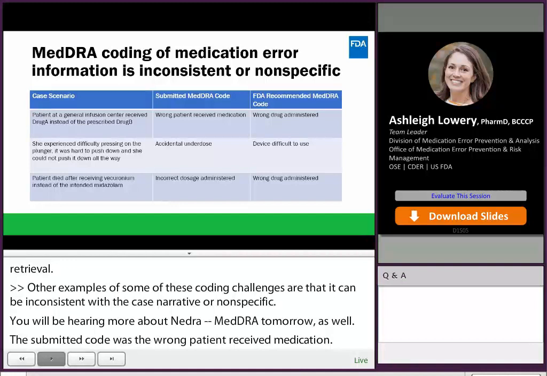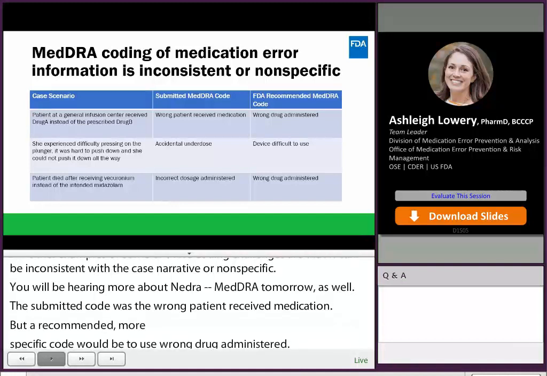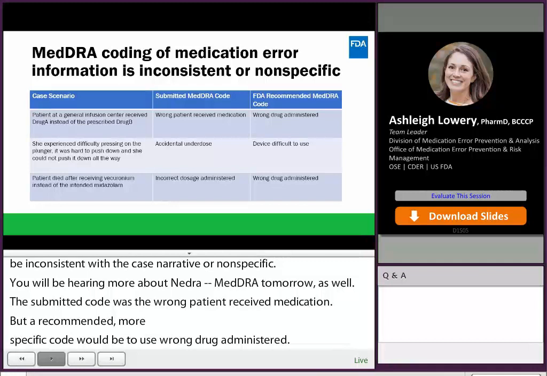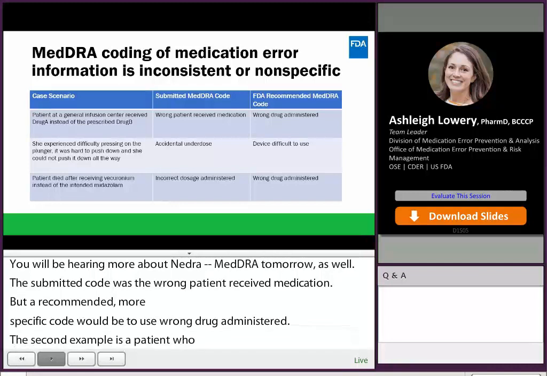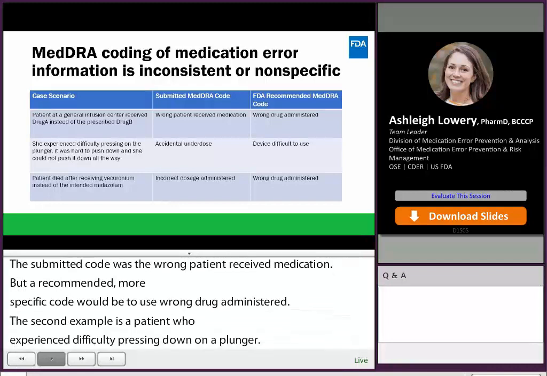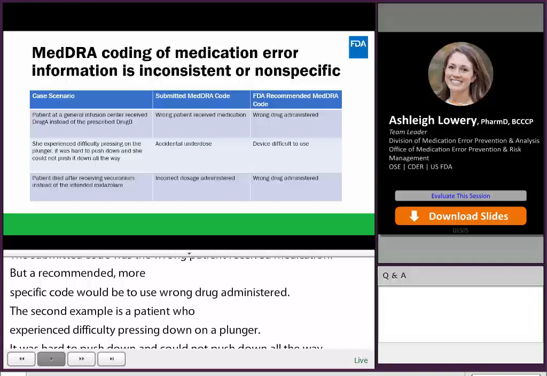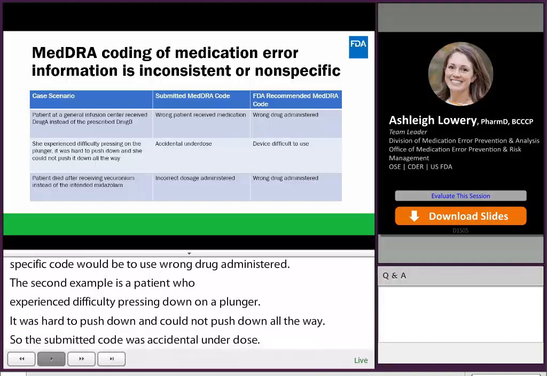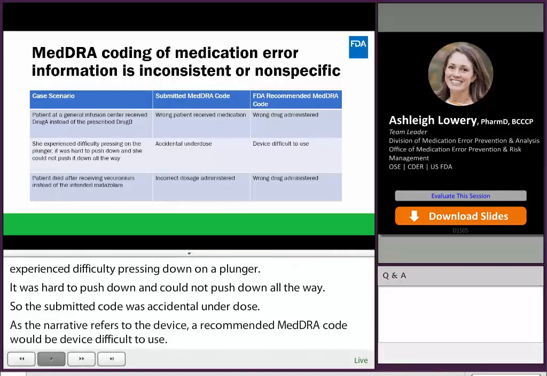It was hard to push down and could not push down all the way. So the submitted code was accidental underdose, but as the narrative refers to the device, a recommended MedDRA code would be device difficult to use. And the third example describes a patient who died after receiving vecuronium instead of the intended midazolam, and the submitted MedDRA code was incorrect dosage administered, which is inconsistent with that case description, and the correct code would be wrong drug administered.